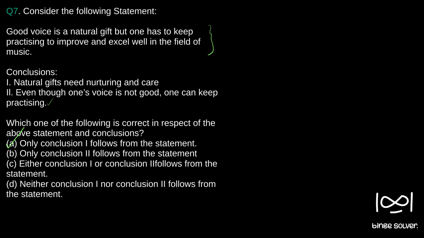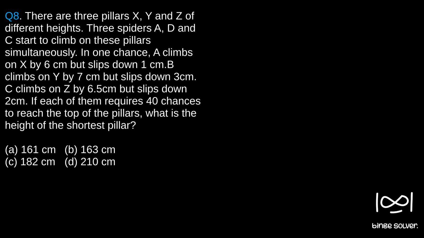Next question, question 8. There are 3 pillars X, Y and Z of different heights. 3 spiders A, B and C start to climb on these pillars simultaneously. In one chance, A climbs on X by 6 cm but slips down by 1 cm. B climbs on Y by 7 cm but slips down 3 cm. C climbs on Z by 6.5 cm but slips down by 2 cm. If each of them requires 40 chances to reach the top of these pillars, what is the height of the shortest pillar?